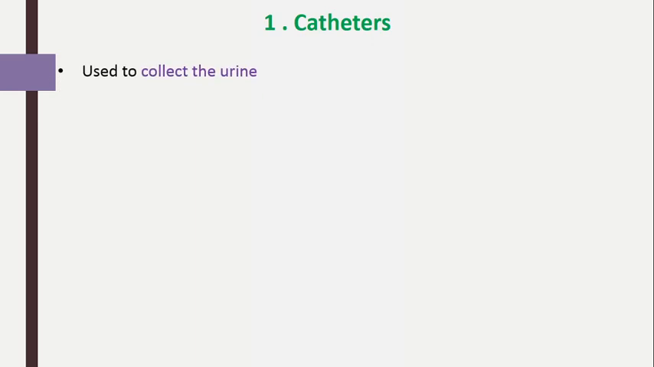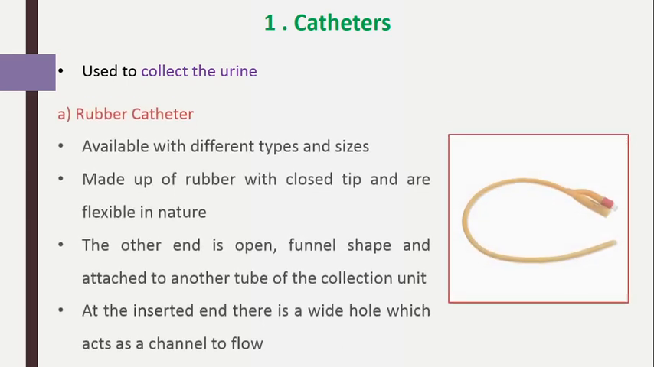Here we will see the first, that is catheters. Catheters are mainly used to collect the urine. If any patient is unconscious or unwalkable, in those cases the catheters are used to collect the urine. Two types of catheters are available, that is balloon catheter as well as the rubber catheter. First we will see the rubber catheter.